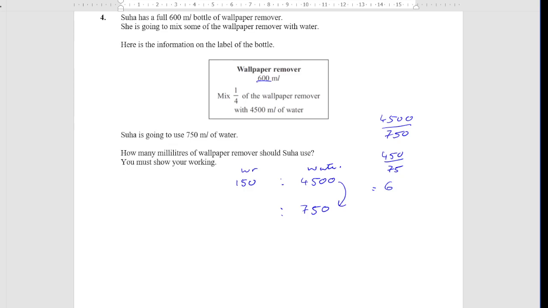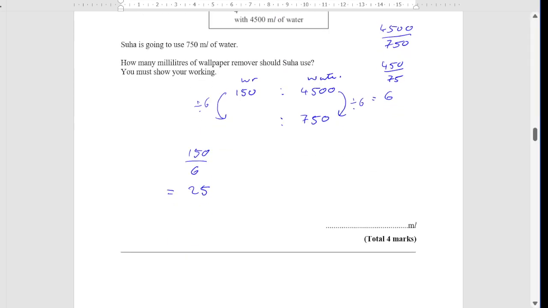So from there, I want 1/6 of that. So in effect, we've divided by 6 there. So I want to divide by 6 there. So I'm doing 150 divided by 6. And that's going to be 60, 120. So that's going to go in exactly 25 times. So I'd want 25 milliliters.